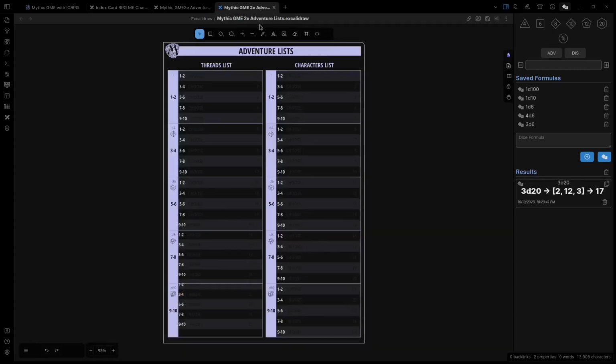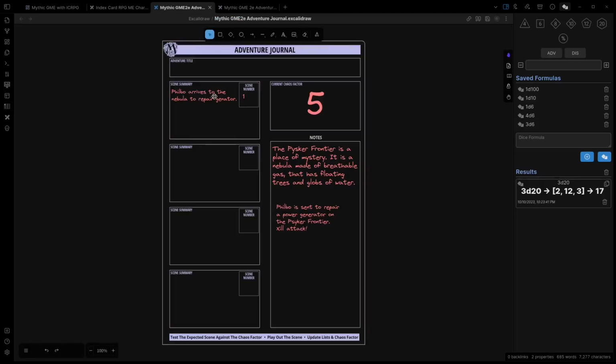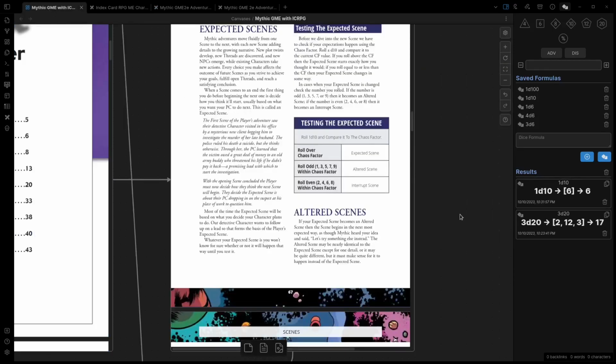So the proposed scene is Bilbo Baggins arrives at the nebula to repair the generator, still within his ship. Roll a D10. 6, which is above the chaos factor, so the scene happens. So, as I am solo role-playing this, what would happen normally? What you would need to do is use your context, your expectations, and any kind of interpretation that you may need.